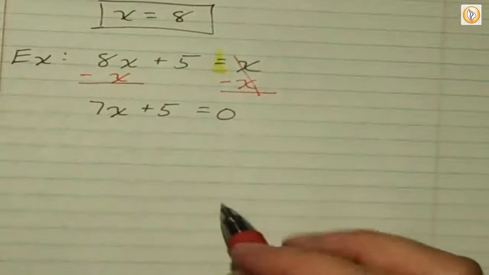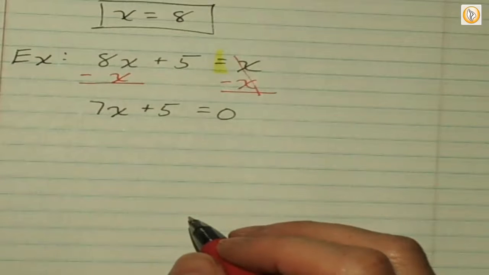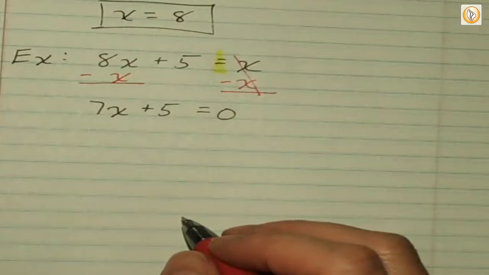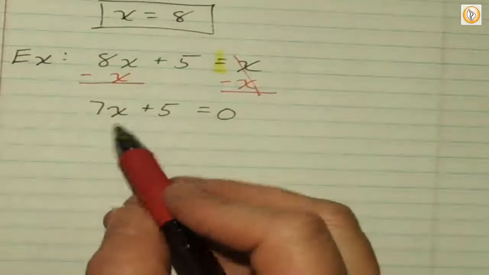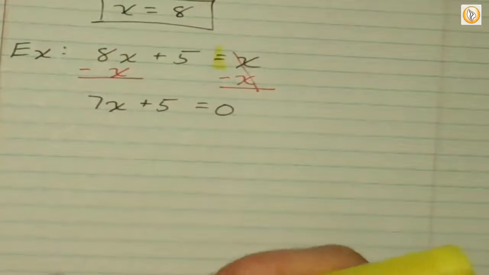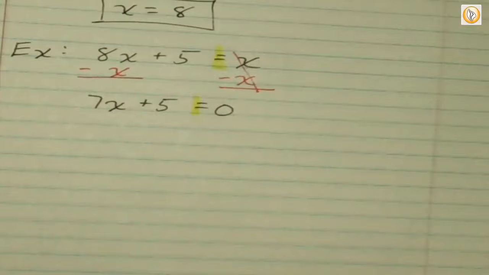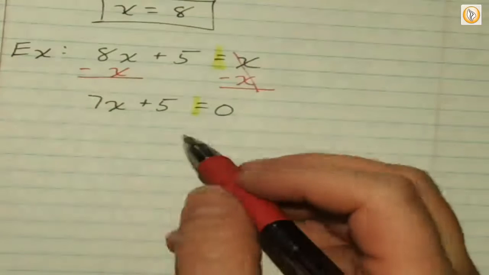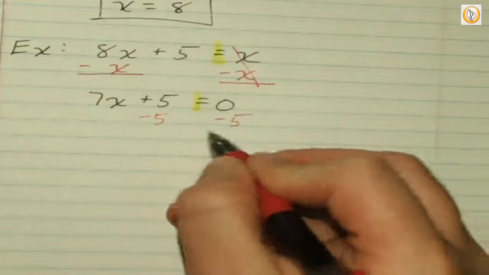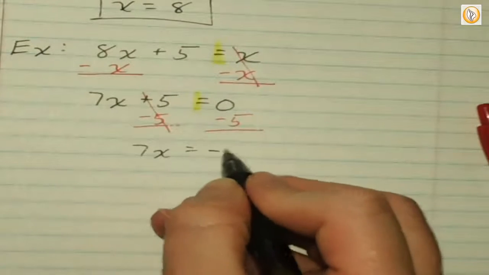All right, so Michaela, what do I need to move now? 7x. No, we want the variable on this side of the equal sign. Joanne, what do we need to move now? The 5. Very good. So how do I move this 5, Joanne? You subtract. Very good. We're going to subtract from both sides. And I have 7x equals negative 5.